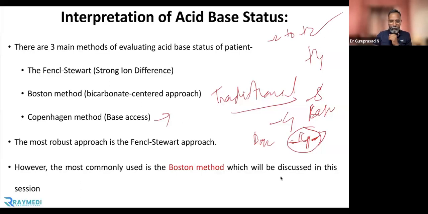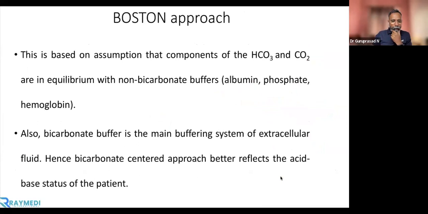And today we will be discussing exclusively the Boston method, which is a bicarbonate centered approach. So what does that actually mean? There are a few assumptions if you go through the Boston approach. They say that the components of bicarbonate and carbon dioxide are in equilibrium with the non-bicarbonate buffers.